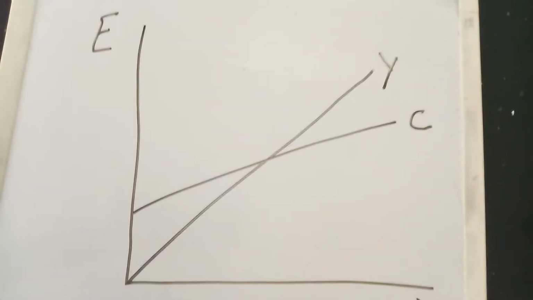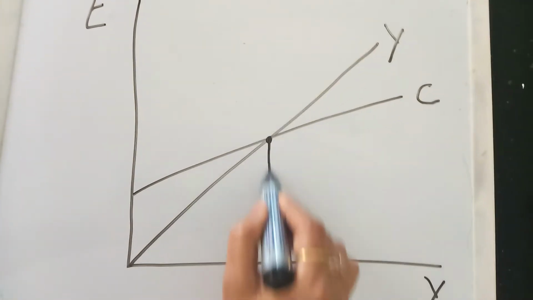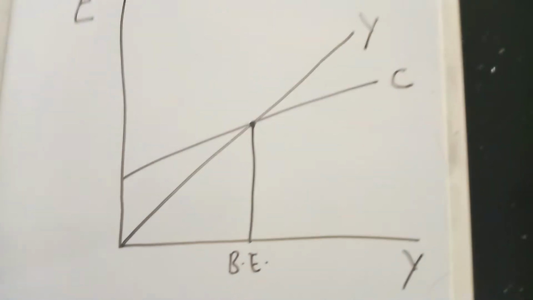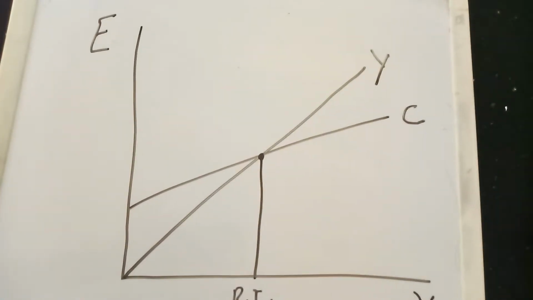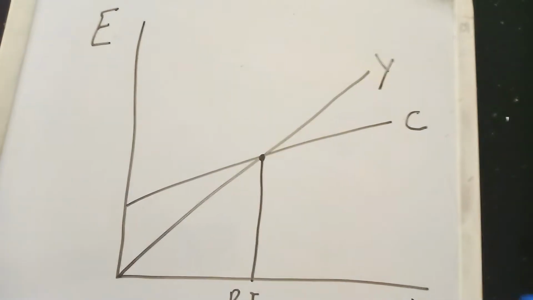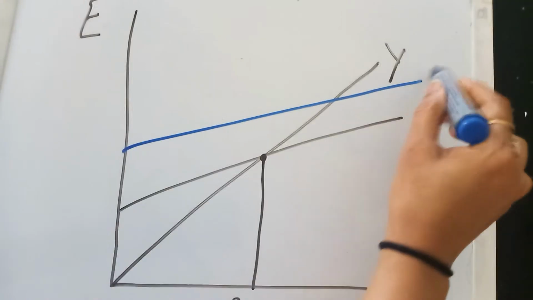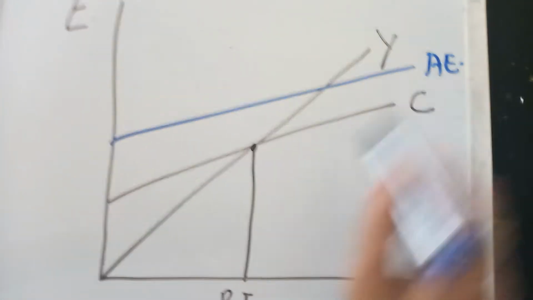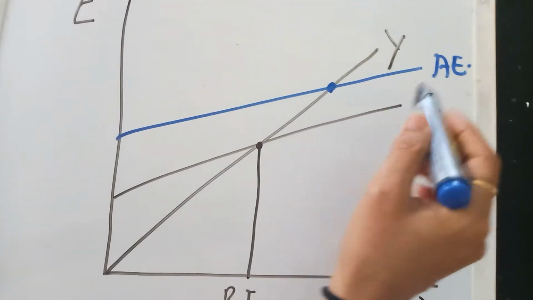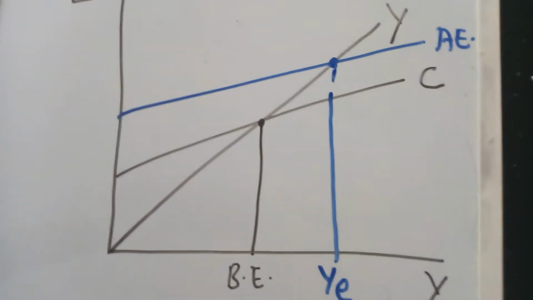As in our earlier video with the equations, you remember that the point where y is equal to c is called the break-even point, right? Now, if you want to show the equilibrium income, wherein you take into consideration the overall expenditure, you draw another line, the aggregate expenditure line, and the point where y is equal to aggregate expenditure is called the equilibrium income.